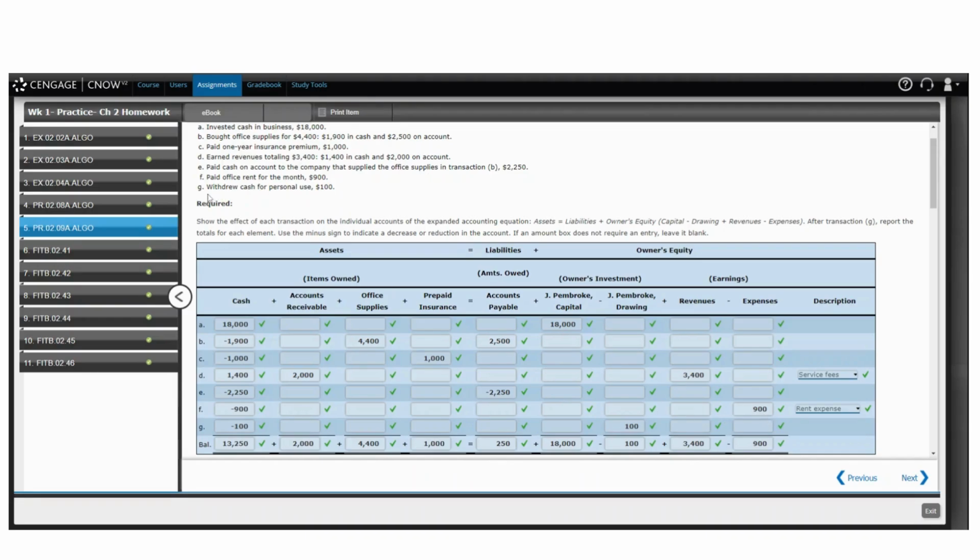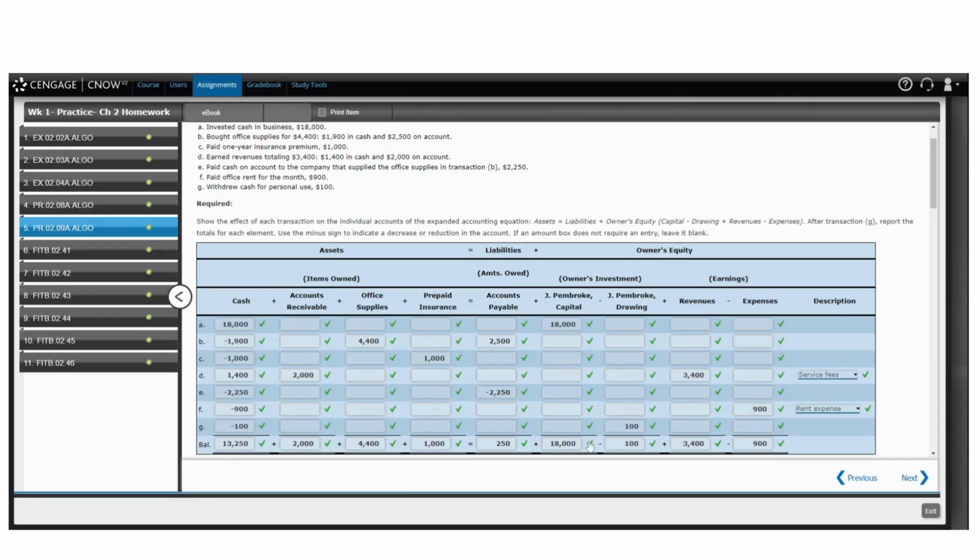And then in G, they withdrew cash for personal use in the amount of $100. Okay, so I know that my cash is going to decrease by $100 right here. And the other account that's affected is my drawing. So remember, capital is what they put into the business from their personal account. Drawing is what they take out of their business for personal use. So I'm going to increase that by 100.